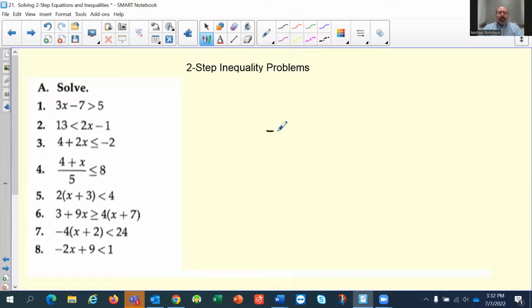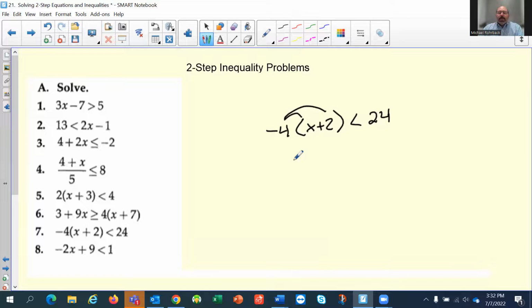So let's try number 7. Negative 4 times x plus 2 is less than 24. So this number can't be real big here. Let's take a look at it though. One rule that people get stuck with is if you're trying to do this, you have some choices. We could divide both sides by negative 4. I like to go ahead and just distribute this and do it that way.